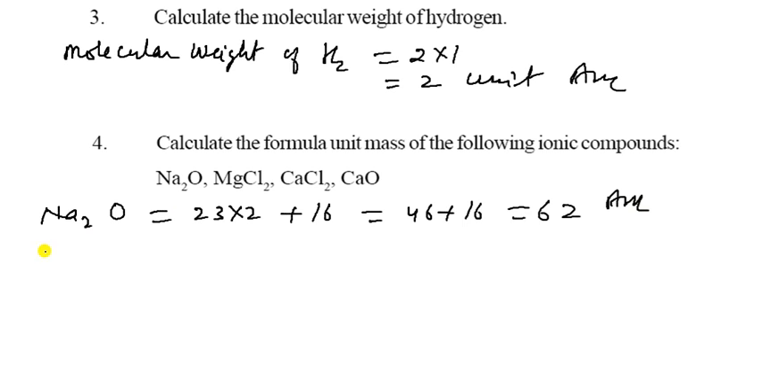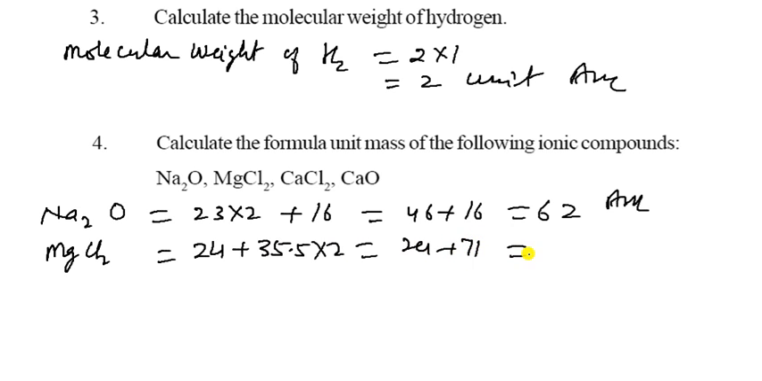Now come to MgCl2. Mg is 24 and Cl is 35.5 into 2. So 24 plus 71, which is 95. So this will be your answer.